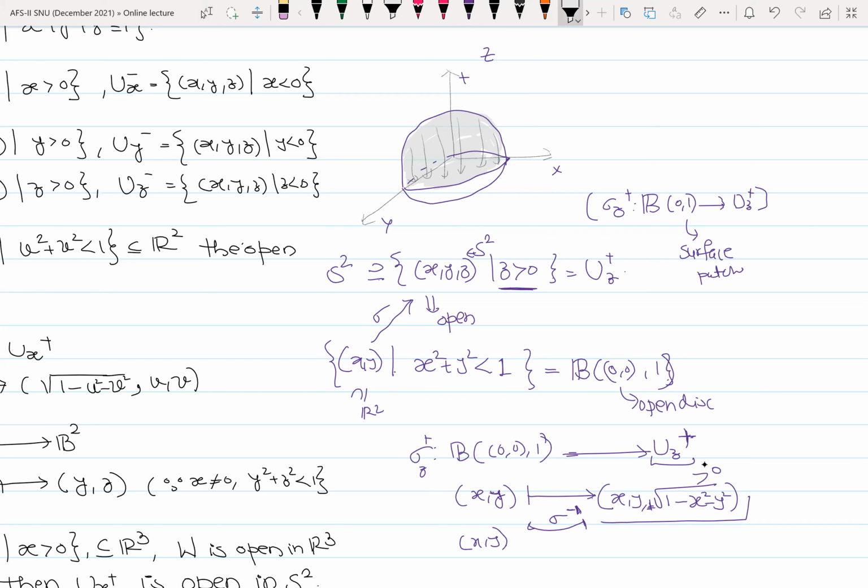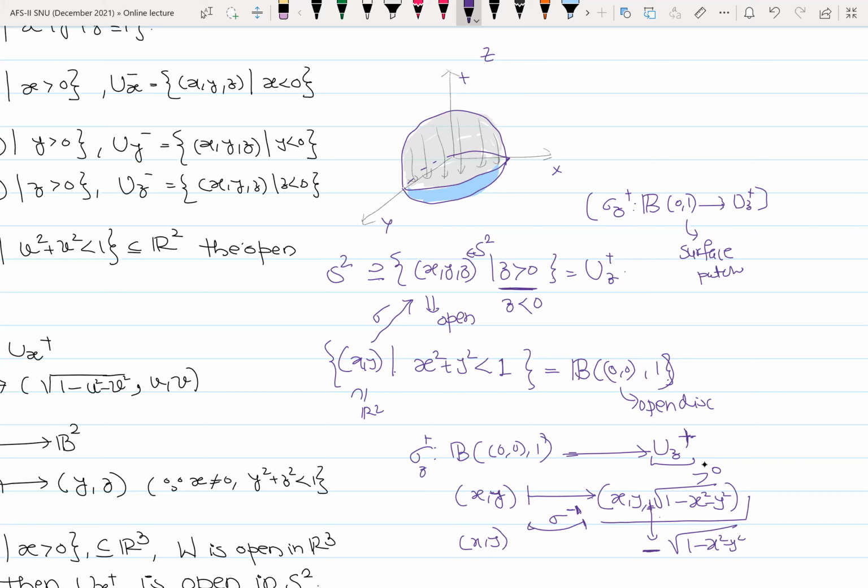Now what we can do is go below. This part I went up, and I can go from below. Here z is strictly greater than 0; I can take z strictly less than 0. And in that case, this map has to be with a minus sign: minus square root of 1 minus x square minus y square. But is this going to be okay, or do you need something more than this?